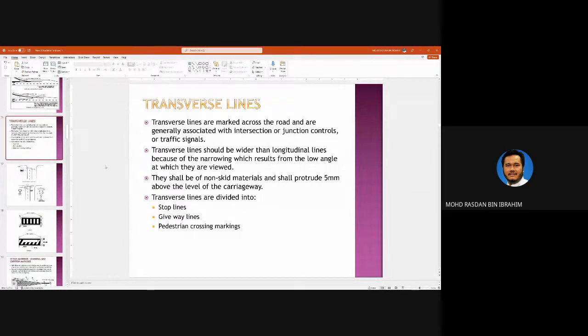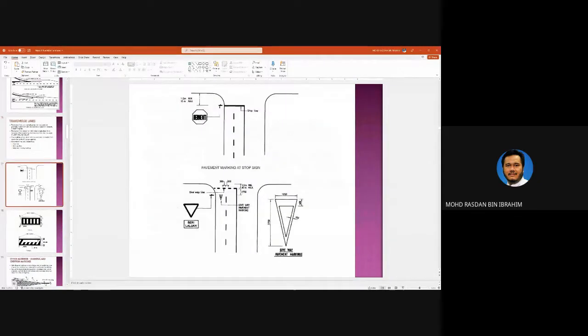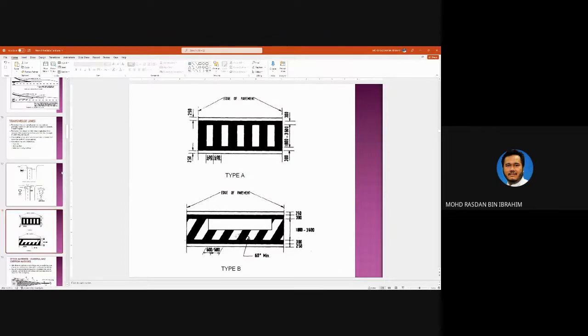However, the more recent lines that we call rumble bars, normally the color is red, are acceptable because they are thicker and have some sort of grainy materials in the line, and the skid resistance is better than the yellow ones. So this is the example of transverse line. It's stop line, broken line here, and also pedestrian crossing.